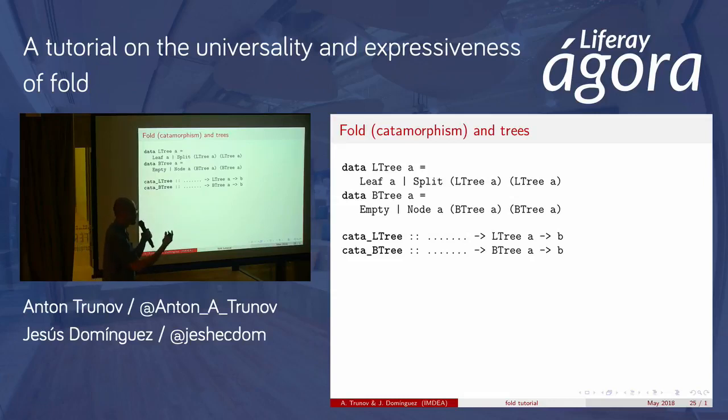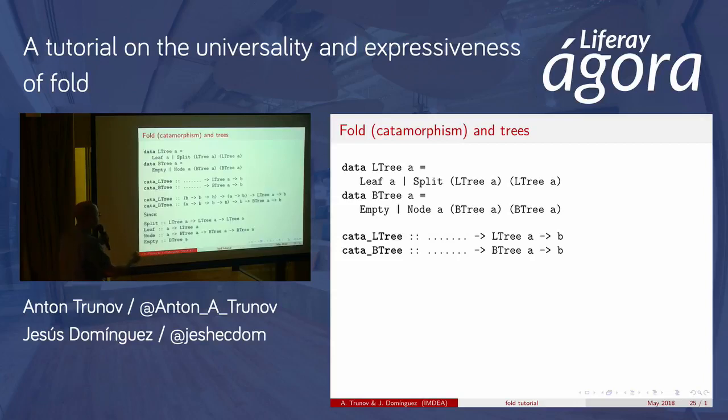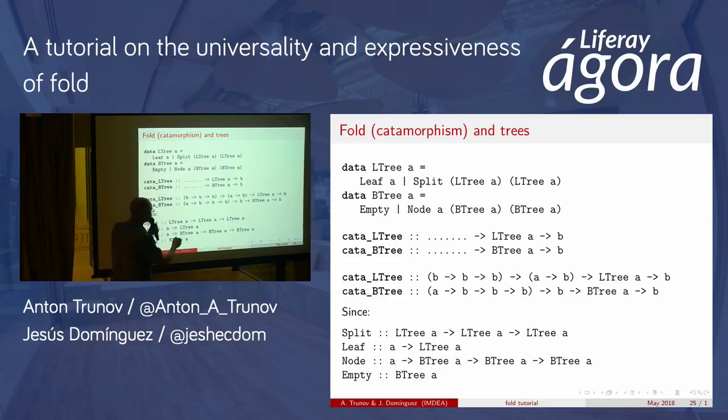Okay, so how do we build the catamorphism, or the fold, for these data structures? Well, the catamorphism will need to build some function out of your data type into some arbitrary type B. Yes, that is what a catamorphism does. But what should be the parameters in here?